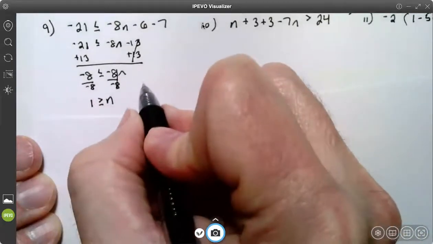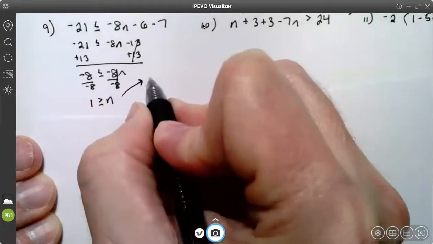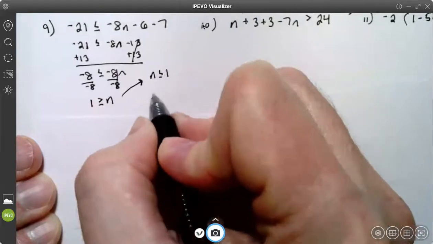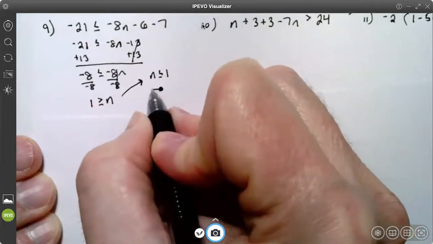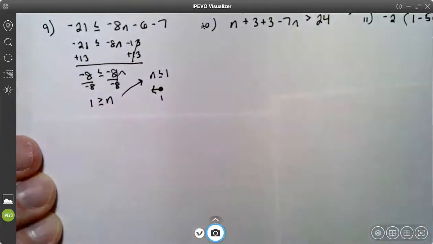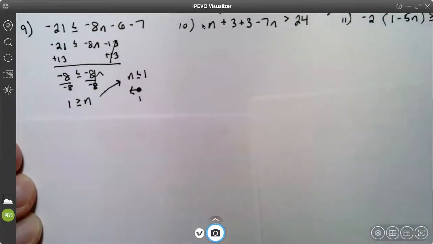I'm going to rewrite that. N is less than or equal to 1. That would be closed circle to the left over the 1. Number 10.